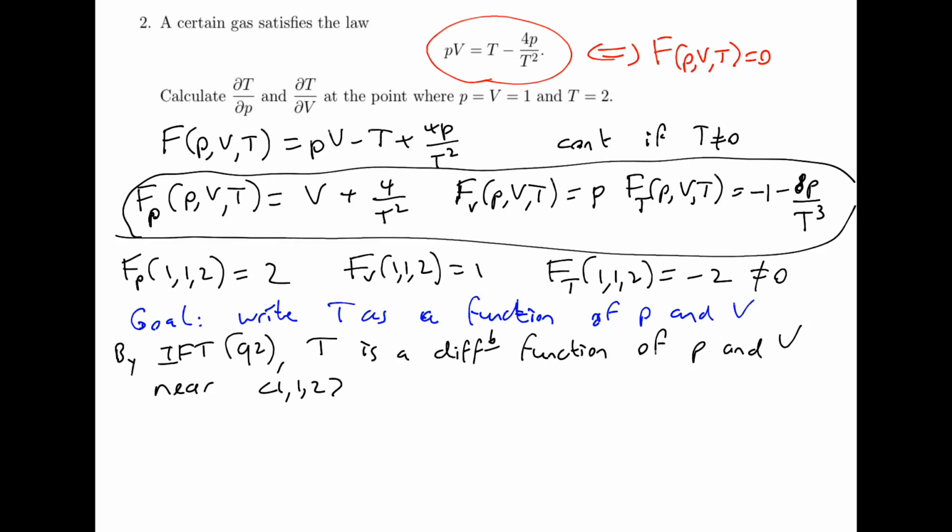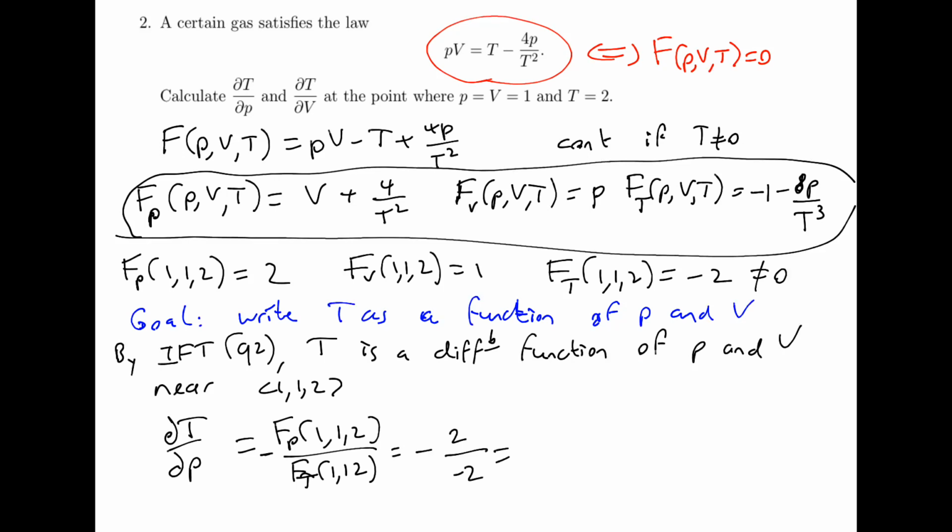So if you look at theorem 92 in the book, it also gives you a formula on how to compute the derivatives. And so the dT/dP in this point, I will not write down what point it is exactly, but it's going to be equal to minus fp in the point 1, 1, 2, divided by ft in the point 1, 1, 2. And this is equal to, the fp in that point is equal to 2, and the ft is equal to minus 2, so this is equal to 1.